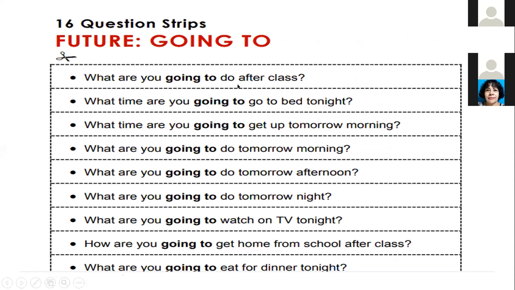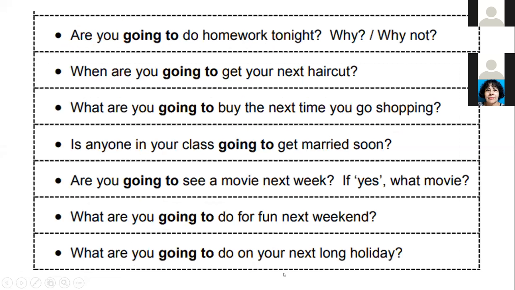For example, after class today, tonight, tomorrow morning, tomorrow afternoon, tomorrow night, tonight but a little bit later, after class, right? For dinner tonight, homework tonight, next haircut, next time you go shopping, get married soon. Those are activities, but they are in a very short future. It means that they have 80% possibility or probability that this will happen, right?